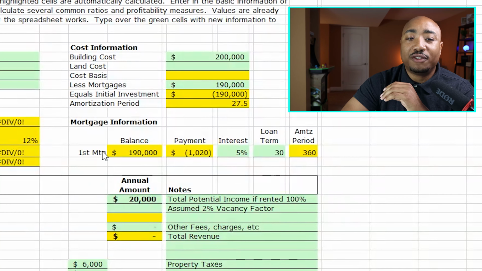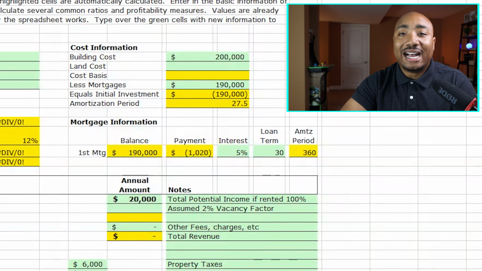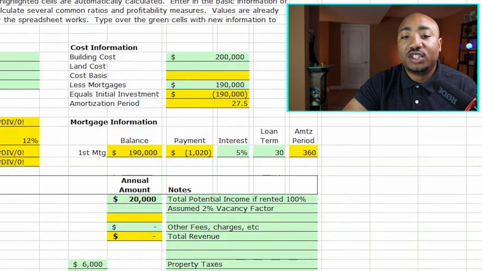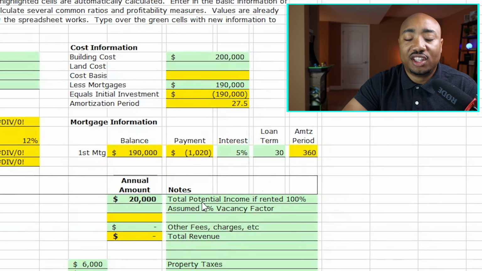We're going to go down to mortgage information, and we're going to go to the interest rate. Whatever your interest rate is, or whatever interest rate you think you will be able to get, you want to put that here. I always go a little bit higher than what the actual mortgage rates are. So I'm going to put 5% here. And then let's say the loan term is based off of you living in the property. You're going to do a house hack. So I'm going to put that at a 30-year amortization, which will actually be the term also.